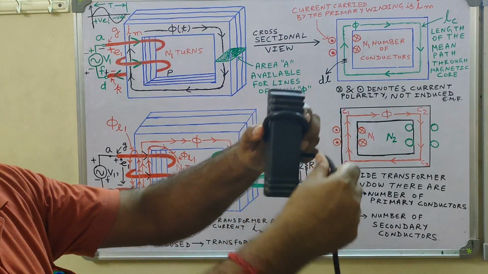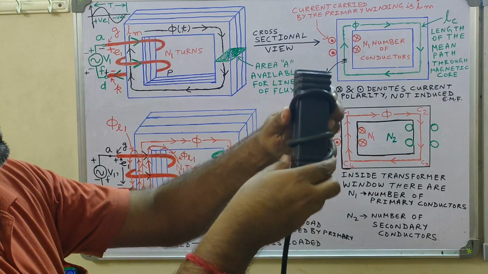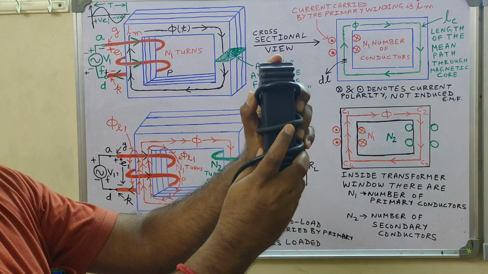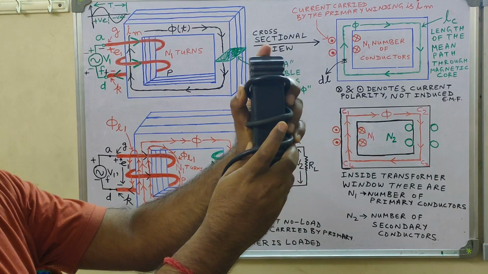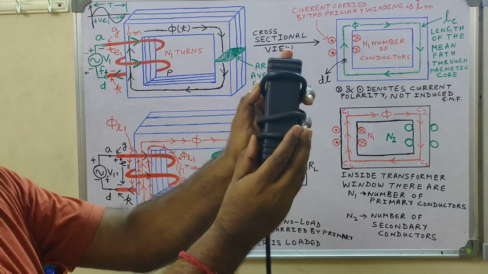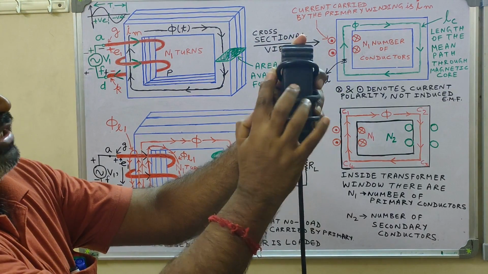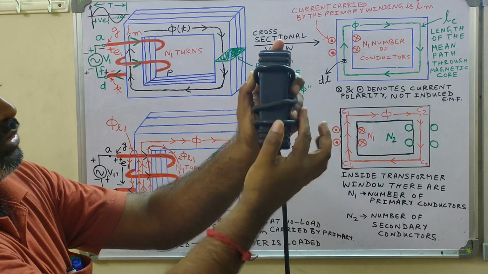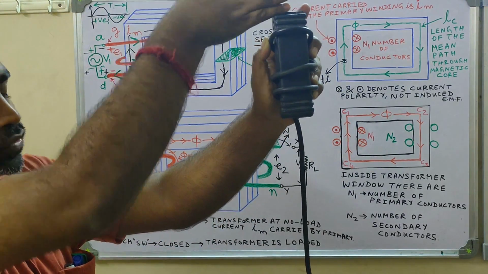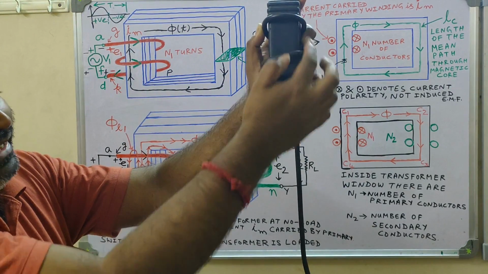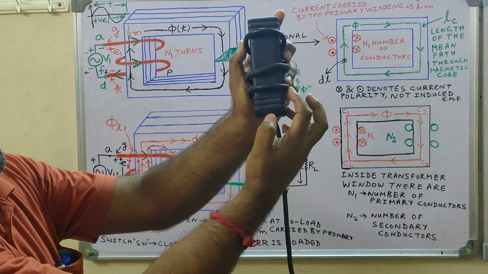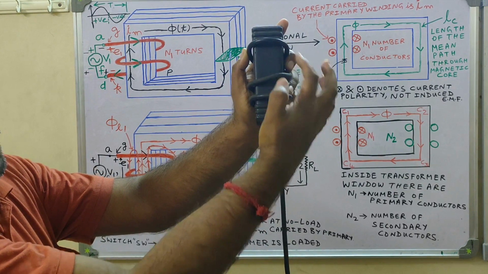I have tried to indicate this with a small demo, which I am showing once more, if you have missed it. This is the core of the transformer. Let's say this is the limb, and around this limb the windings are placed. In this limb you can see there are three turns: one turn, two turns, three turns. If I cut it by a plane passing from the top going down vertically, these windings will also be cut. So we will have one conductor here, one here, one here. How many conductors? 1, 2, 3.